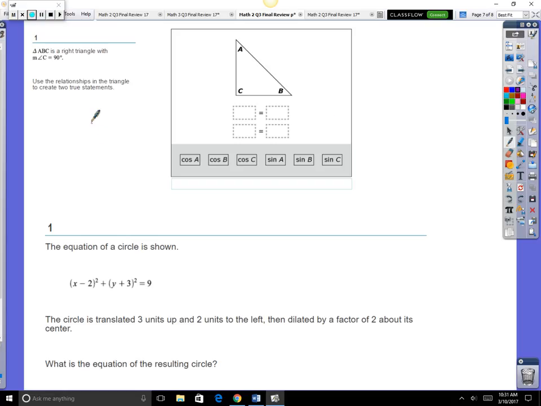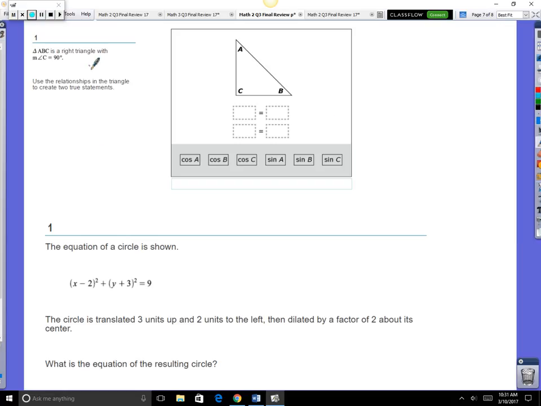Okay, now we did this on the midterm review. We've got triangle ABC, C is 90, and you need to drag and drop some trig that creates an equal statement. So if I copy and paste this triangle right here, and I say that's ABC, let's make it a 3, 4, 5. So we're going to go 3, 4, 5.